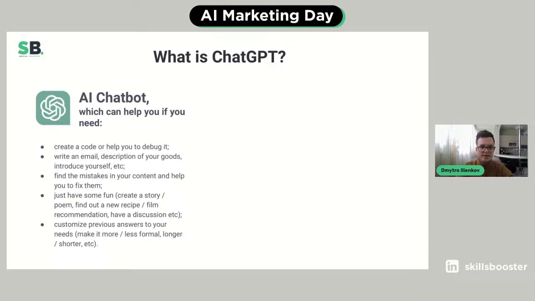And also, you can customize previous answers to your needs. For example, you can send a request to ChatGPT, and after that, add please make it more creative, or make it shorter, and so on. And after that, ChatGPT will consider the context of the previous message and implement it in the new request. And the new text will be better based on it.